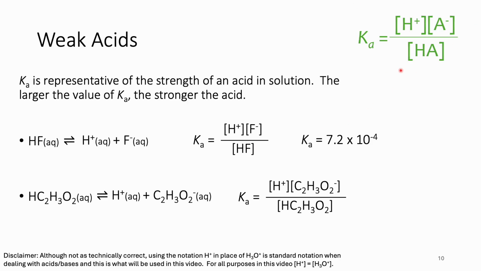Note that we're going to write this equilibrium constant expression the same way, and both of these equilibrium constant expressions follow this general expression that we've written for Ka for a weak acid. The value of Ka for acetic acid is 1.8 times 10 to the negative fifth. So even slightly smaller than the Ka value for hydrofluoric acid, meaning that if you were to compare these two acids in solution, hydrofluoric acid is going to ionize slightly more in solution than acetic acid would.